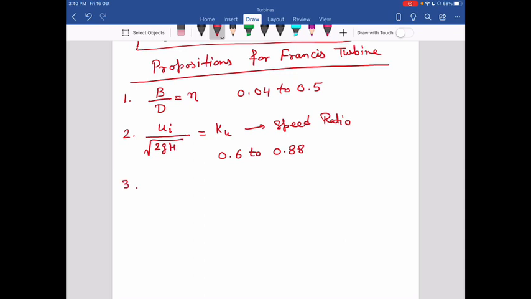Next is the ratio of the flow component of velocity at inlet to the quantity under root of 2gh. I write it as kf, and this is called the flow ratio. Its value for Francis turbine lies between 0.12 and 0.35.